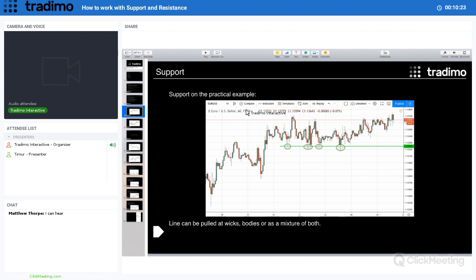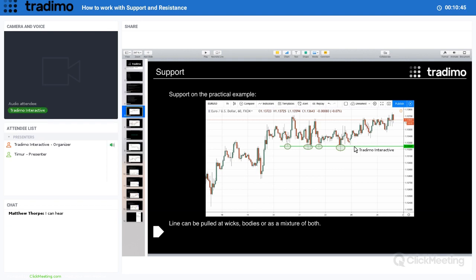But first of all, let's have a look at an example for support. And you can see this green line here. This is a support level, a horizontal line. And you see these swing lows here, here, here, and here. So this level was successfully tested 4 times.